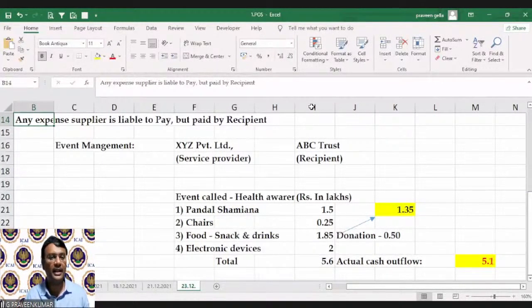Value of supply, what to include? Any questions so far? Please post it in the question window.